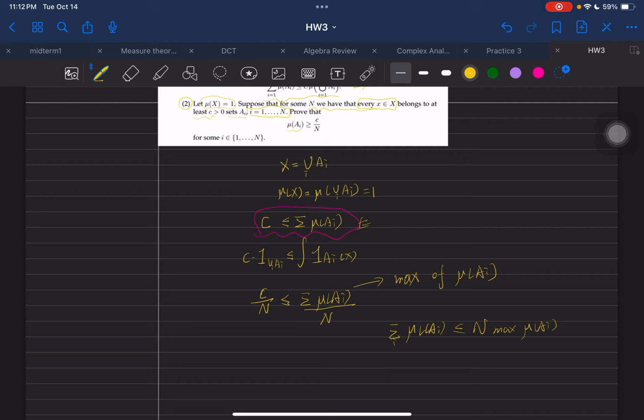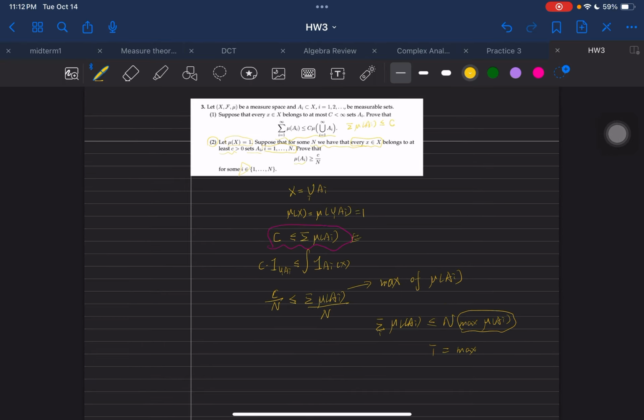So now we could cancel n and get the result. We can even be explicit about i. So i is gonna equal the index of the maximum of the mu(A_i). So that's part B.